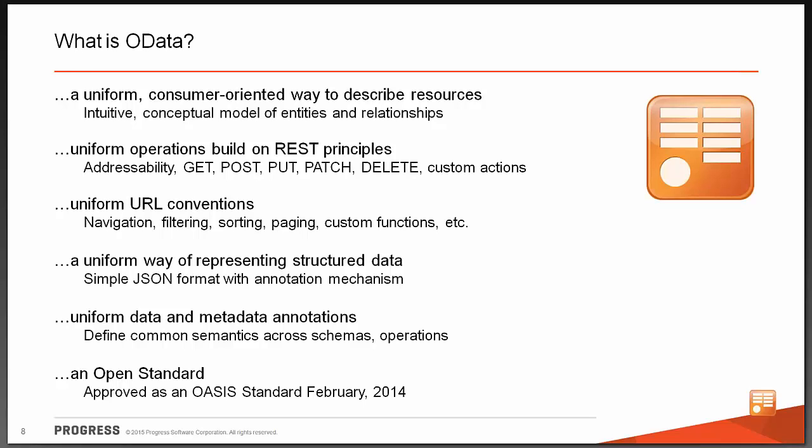Beyond that, there are uniform URL conventions for doing common things that you might want to do against a resource or a service, like navigating through the different resources of that service, filtering or sorting, paging across the collections returned by the service, and then custom functions for encapsulating logic that defines a set of resources that you might want to return.